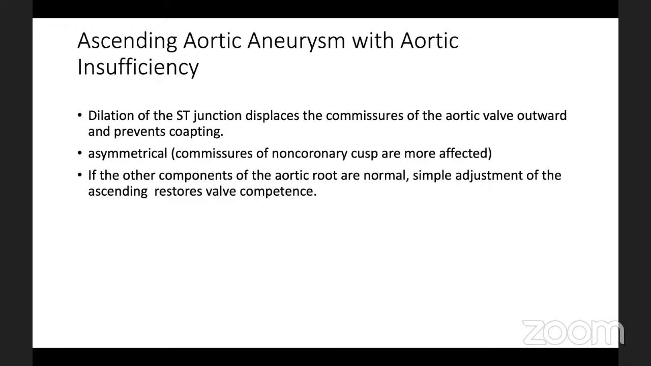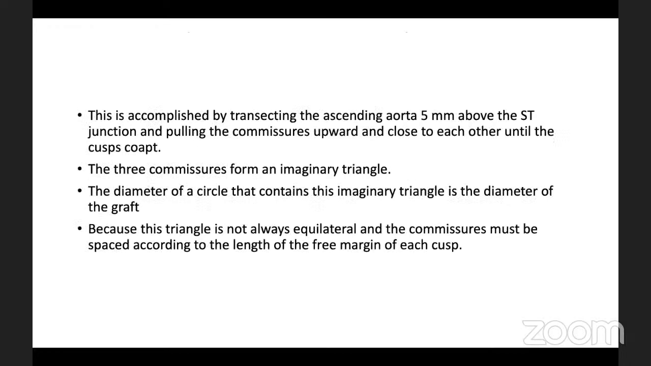If the other components of the aortic root are normal, then simple adjustment with ascending aortic replacement will restore the valve competence. This repair is accomplished by transecting the ascending aorta 5 millimeters above the sinotubular junction and pulling the commissure upward and close to each other until the cusps coapt.